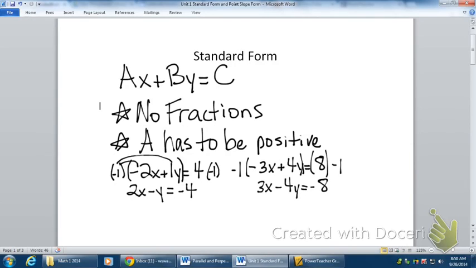Do you always multiply? But he said there wasn't a fraction. There is no fraction, that's correct. But sometimes they like to give you these weird fractions.